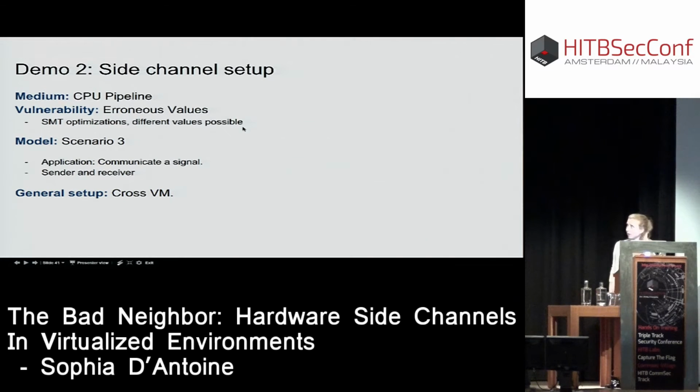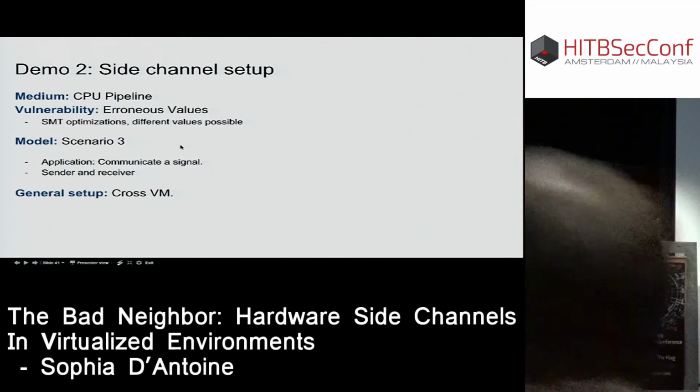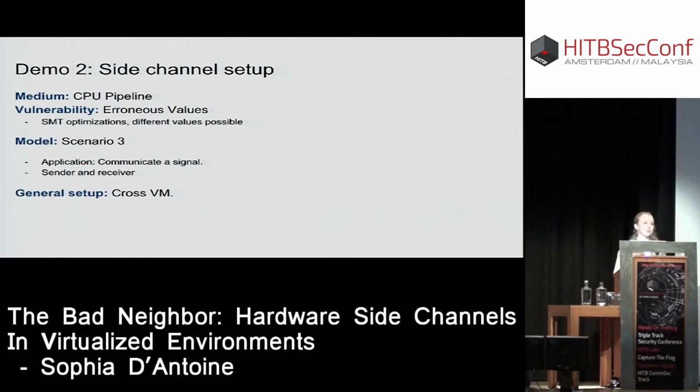So the vulnerability here is actually erroneous return values. So what I do is I have 2 threads, and I can see that after they go through the pipeline, after they're executed, the values I receive back from these threads are incorrect, and I'll go into detail later on. And for this specific attack, which I'll show, I created a covert channel. So one process is sending a message to another. And I say cross VM here, but it's cross VM in the cloud.